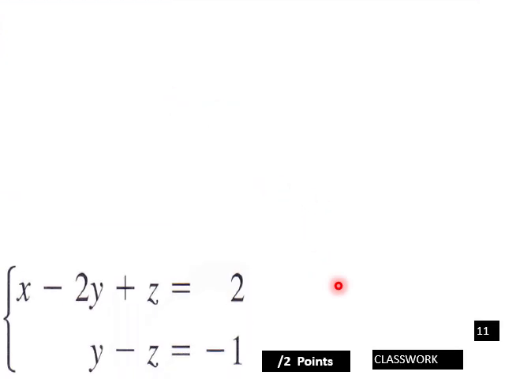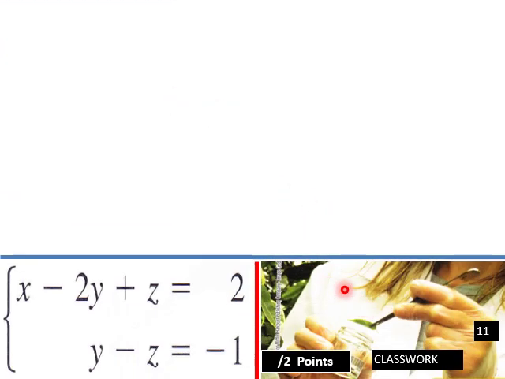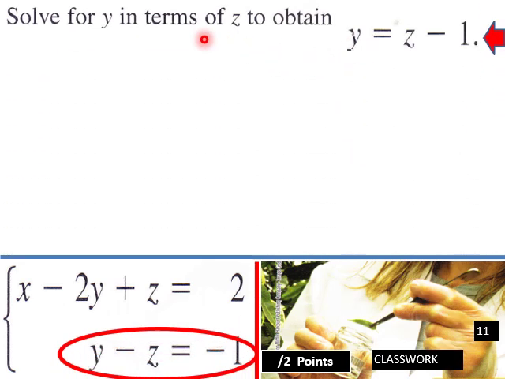Okay, so moving right along now into page 11, and solve for y in terms of z to obtain y equals z minus 1. So this would be our second row here. We have this quantity here for y.